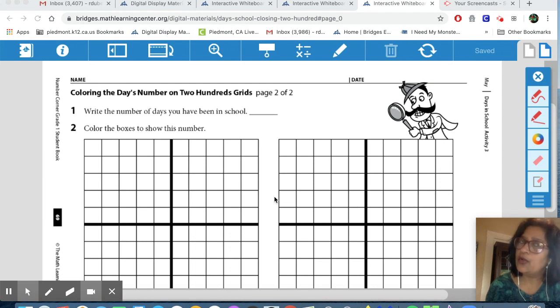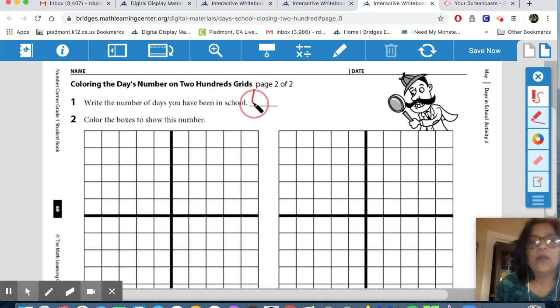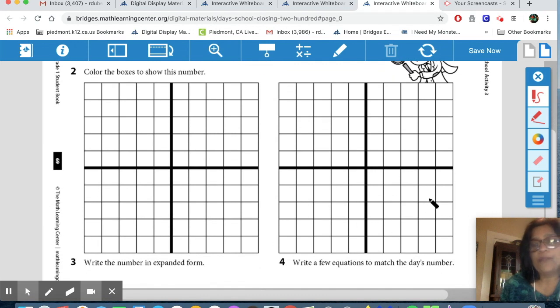Now, you know that we have just a few days until the last day of school. And you probably know that we have 180 days of school. So if we have 180 days of school, today would be the 176th day. 176 days of school.